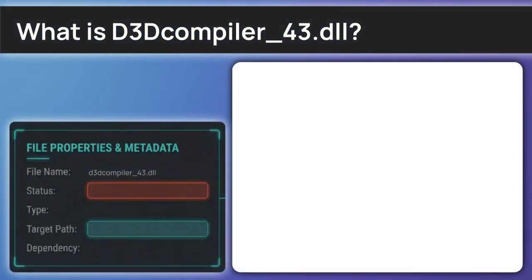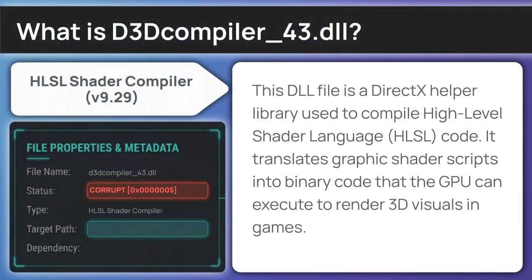This DLL file is a DirectX helper library used to compile high-level shader language, HLSL code. It translates graphics shader scripts into binary code that the GPU can execute to render 3D visuals in games.